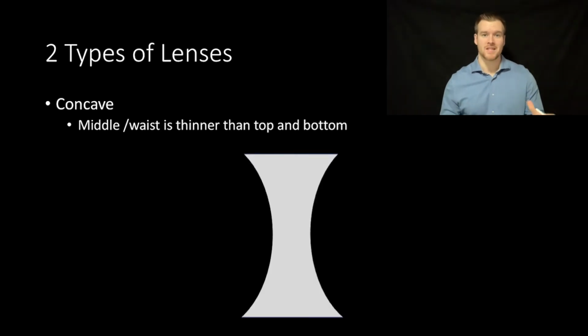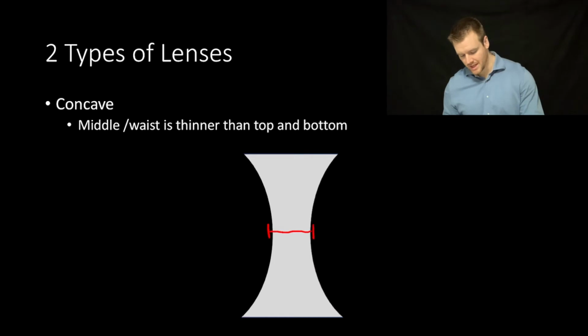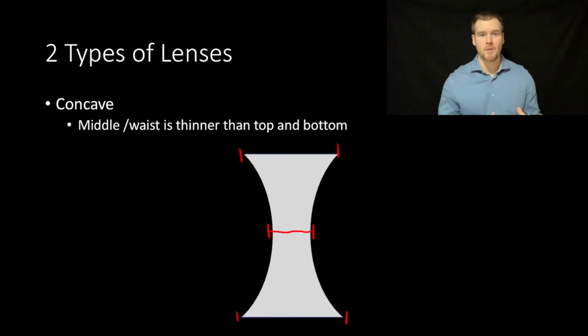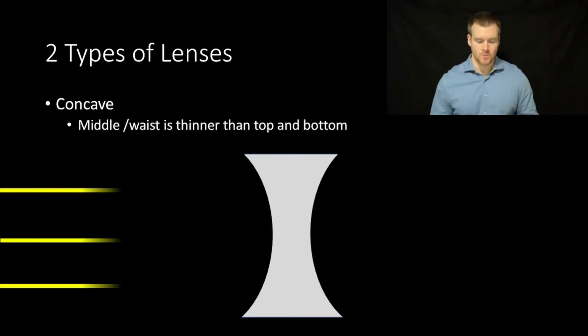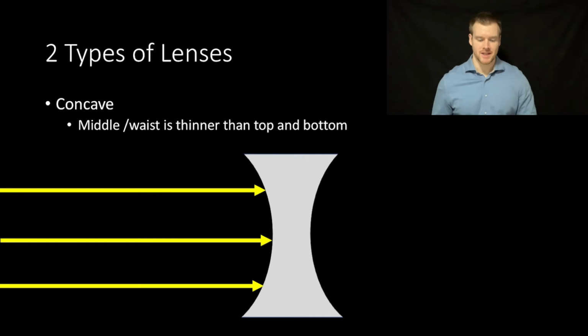The second type is the concave lens, which looks like this, where the waist is going to be thinner than the top and the bottom. This is the opposite to the lens we just looked at, and let's see how this is going to affect light. So we have our incoming rays, and just like the last one, I'm going to draw my normal lines right here. And now it's going to bend towards the normal, just as we saw before, but now these normal lines are in a different orientation. And when we bend towards the normal, now we're going to get rays looking like this.